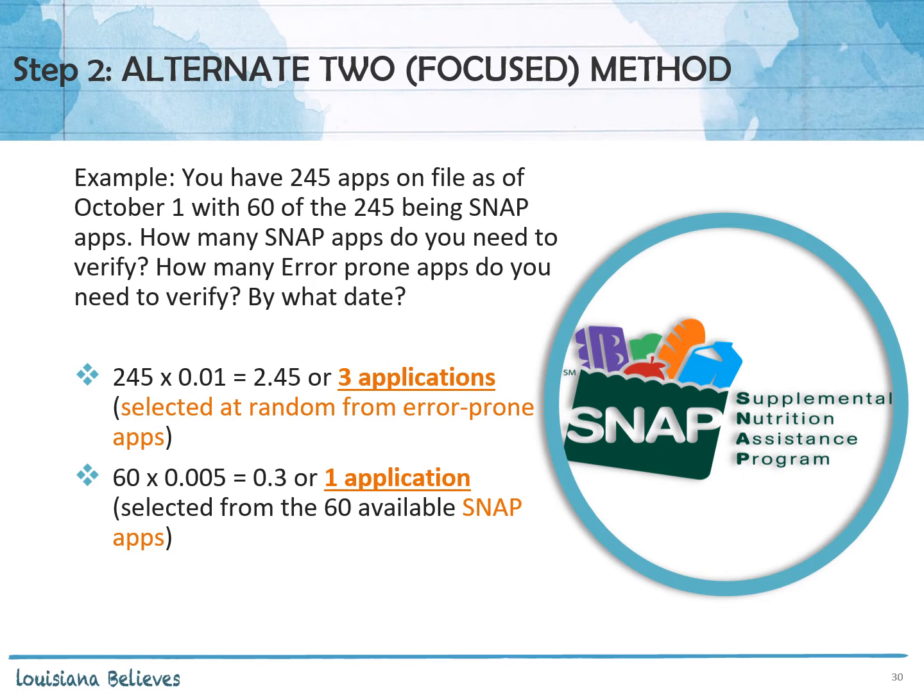Next, we will calculate the number of SNAP applications we need to verify. We will multiply the number of SNAP applications on file. Remember that these applications have SNAP numbers that were not found on the direct certification SNAP list. We will multiply that by 0.5%. So in this case, we have 60 SNAP applications multiplied by 0.5%, which is equal to 0.3, which we will round up to 1 application. In this example, we will verify a total of 4 applications, 3 selected at random from error-prone and 1 selected at random from SNAP applications.